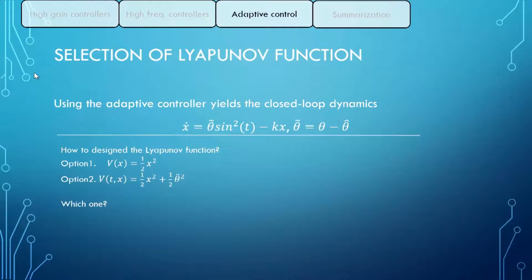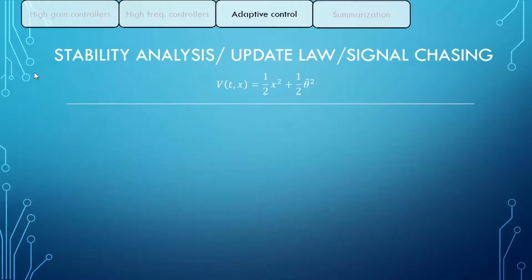Option 1 is the one we used before for high gain, high frequency. Which one will you pick? If you pick the first one, even if you say beta is negative definite, it's useless. I won't tell you why for now, but you will understand why later. So for now, we just use this one to do the analysis.